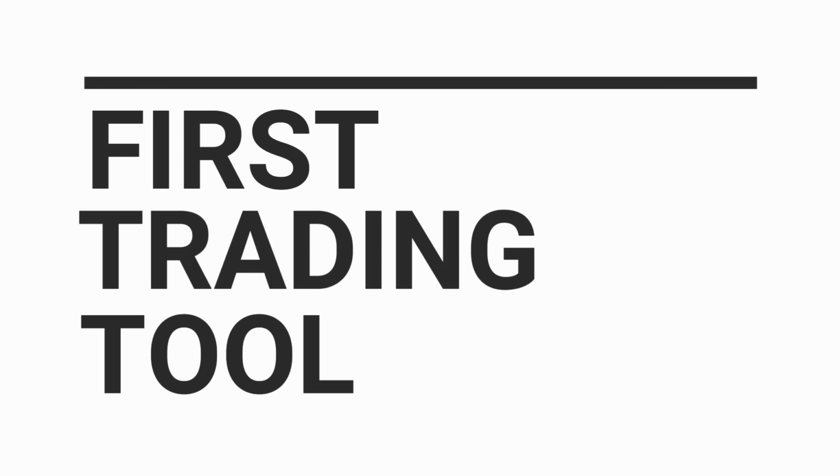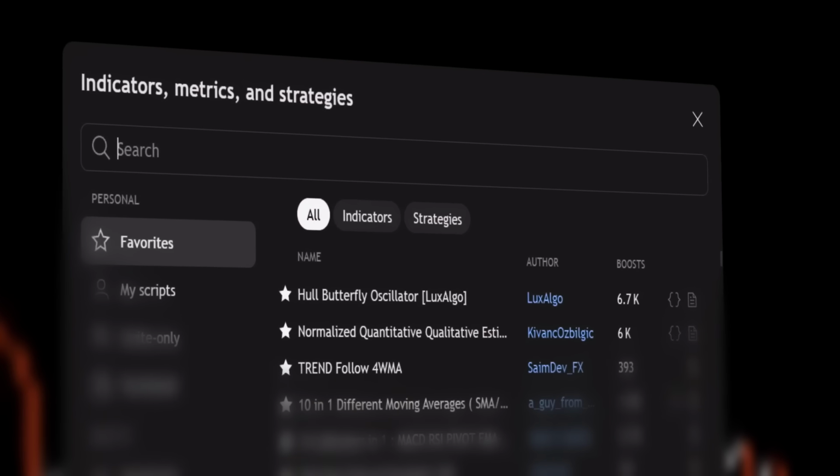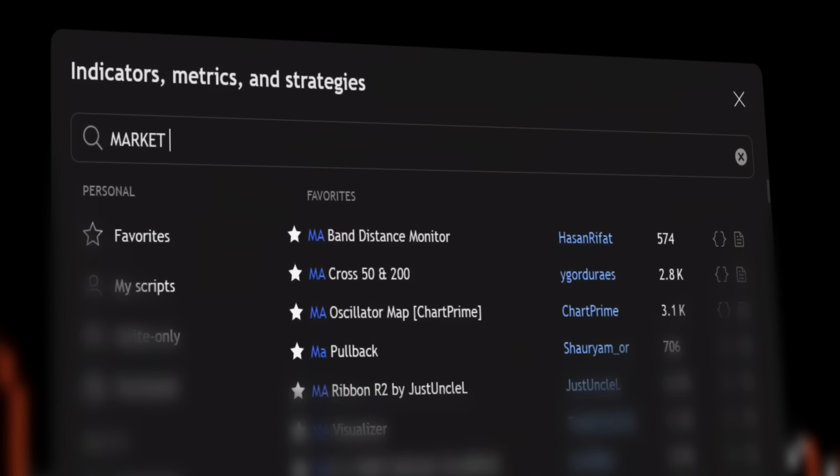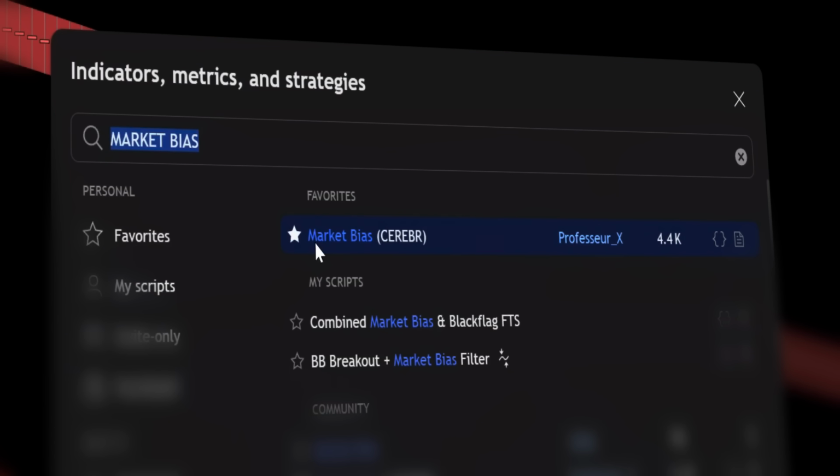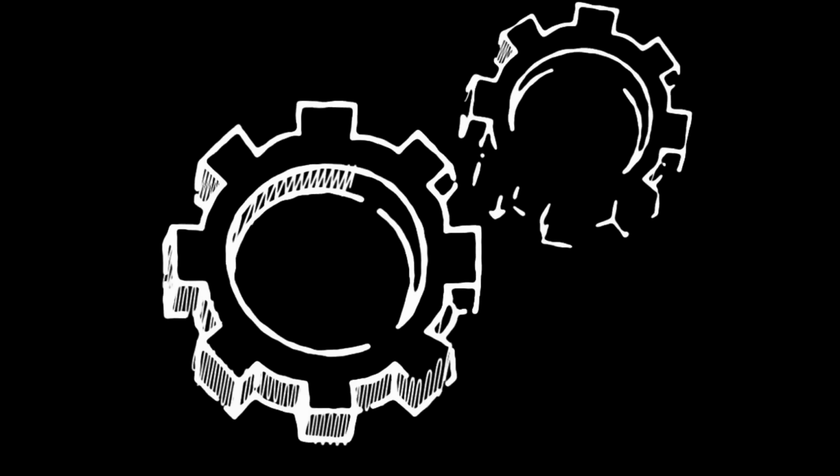Alright, first thing we're adding, go up to the indicators, type in market bias. A few versions are gonna pop up. The one I use is by Professor X. It's sitting at over 4,000 likes, so people trust it. And honestly, it's the one that's worked best for me. Add that one.